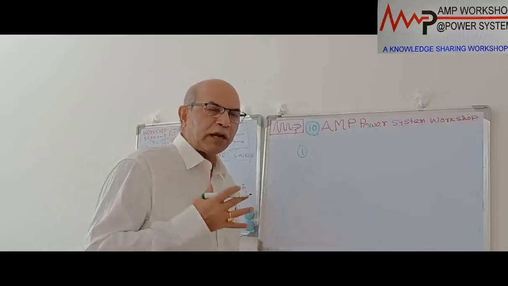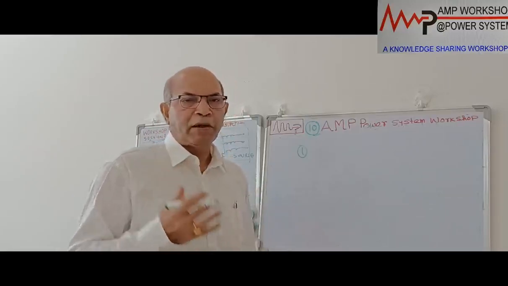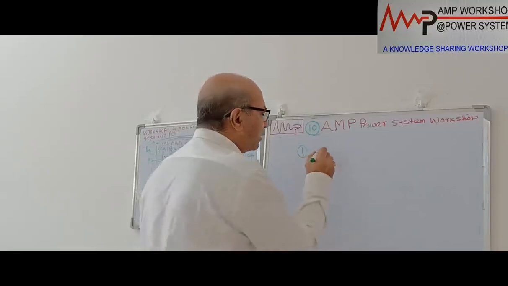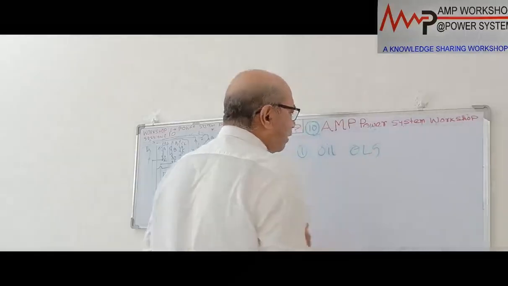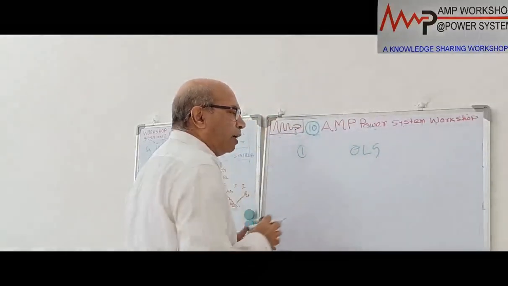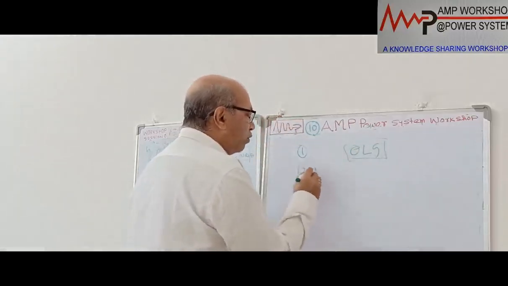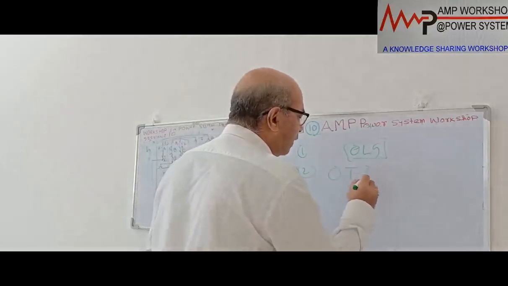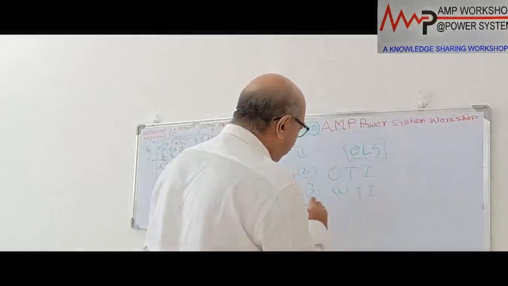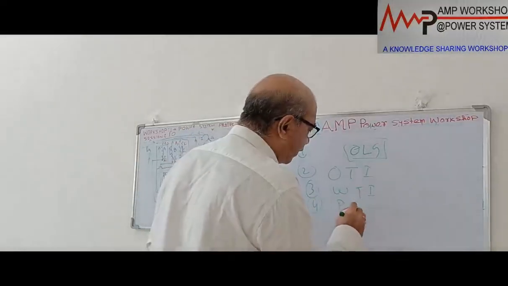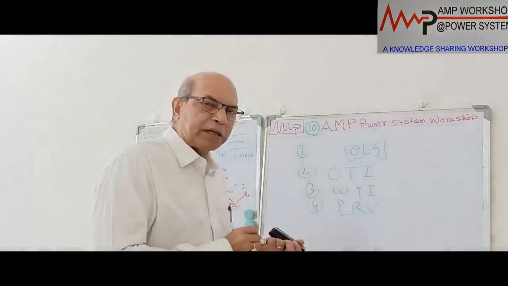To take care of all this failure, we have a couple of devices we generally mount on the oil filled transformer. One is the oil level gauge, OLG, the oil level indicator, which will monitor the oil level in the tank. Then we have the oil temperature indicator, OTI. Then we have the winding temperature indicator. And we have the pressure relief device for the sealed type transformer, PRD. These are the 4 devices most oil filled transformers have.